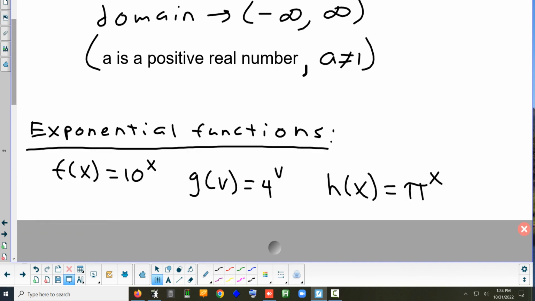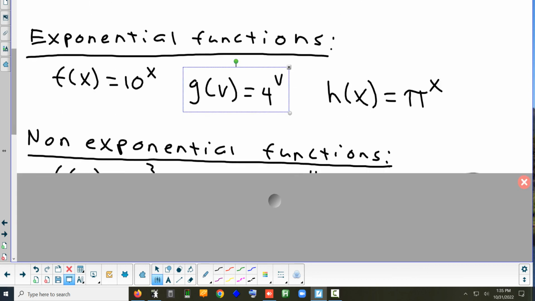Okay, so those are all examples of exponential functions. Look at each one of them and see if it meets the definition. Does it have a base that's positive and not 1? 10, 4, 3.14, yep. And does it have a variable as the exponent? X, V, and X. So yes. So those are examples of exponential functions.